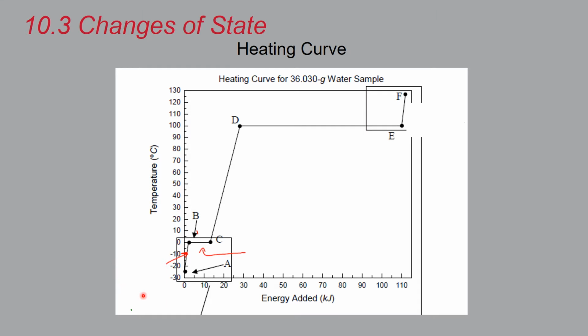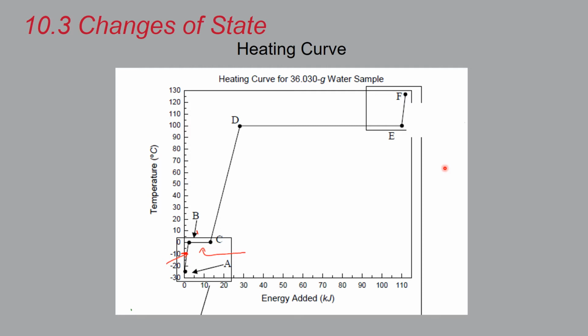So the first thing we want to look at is the scale that we're looking at here. We're starting from negative 25 degrees Celsius, and we're bringing our sample up to 125 degrees Celsius. And along the way, a few things are happening. There are some regions where energy is being added, and the temperature is increasing because we're adding energy. And there are some segments like BC here and DE here where energy is still being added, but the temperature is not changing. And if you remember from class, that tells you there is a phase change going on at that time.